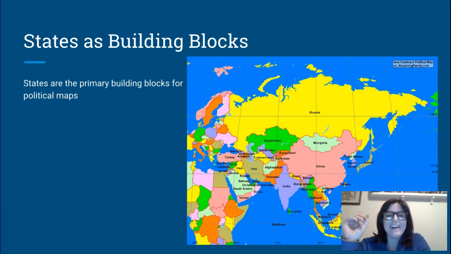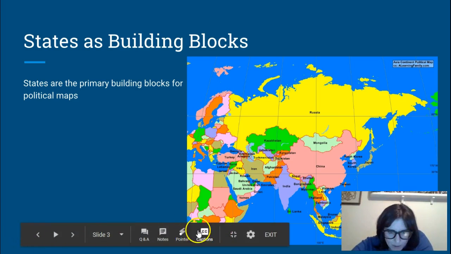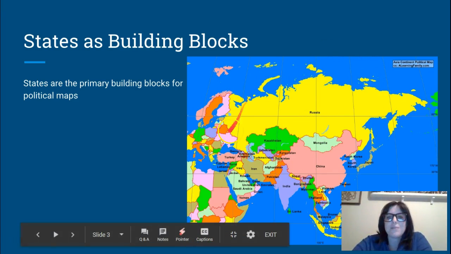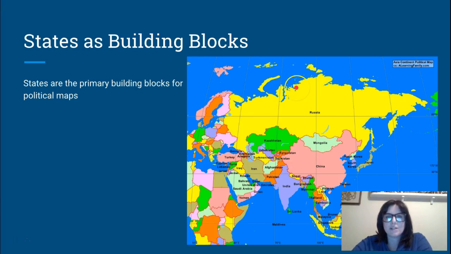One more thing really quick. States are the building blocks of our political map. So all of these things, let me get my pointer here, all of these are different states. Mongolia is a state, China is a state, Russia is a state. Together they make up the continent of Asia. So the building blocks of our political map are states. Stop calling them countries, they're states.